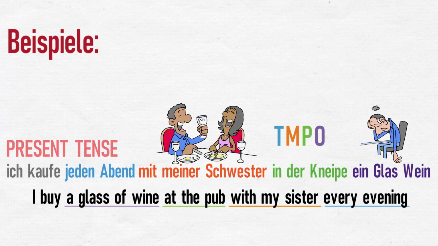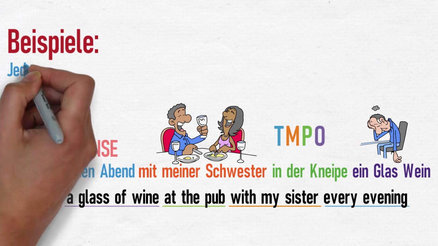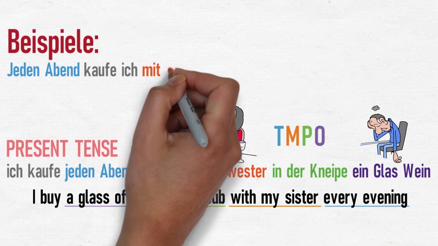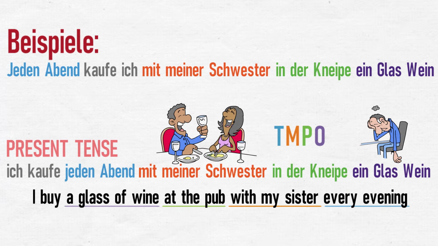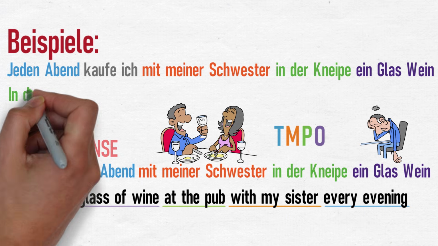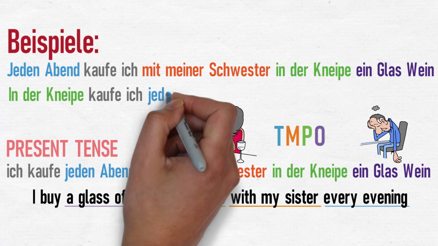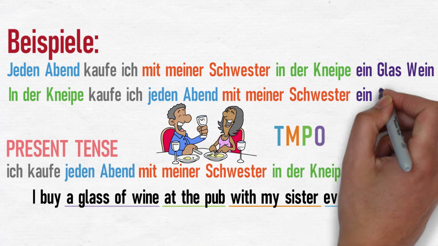Ich kaufe jeden Abend mit meiner Schwester in der Kneipe ein Glas Wein, which could also be rewritten as: Jeden Abend kaufe ich mit meiner Schwester in der Kneipe ein Glas Wein. Or: In der Kneipe kaufe ich jeden Abend mit meiner Schwester ein Glas Wein.